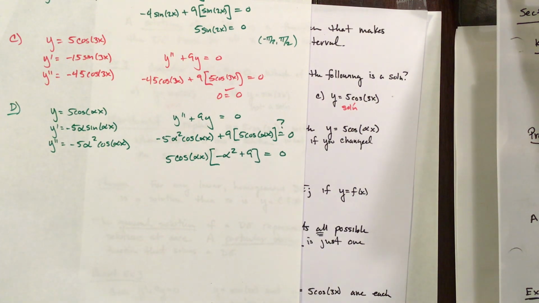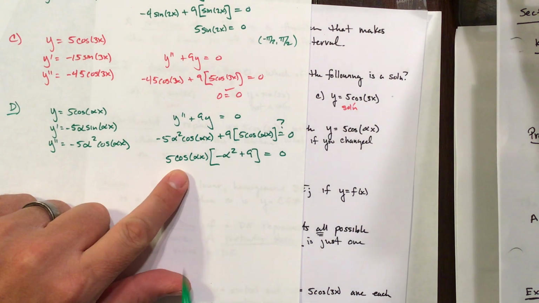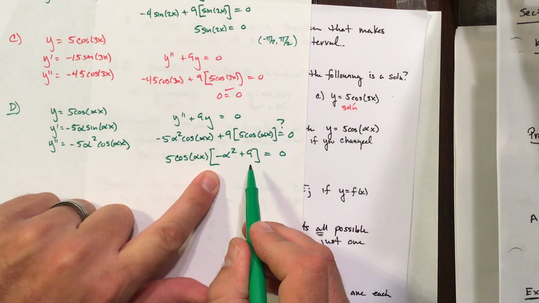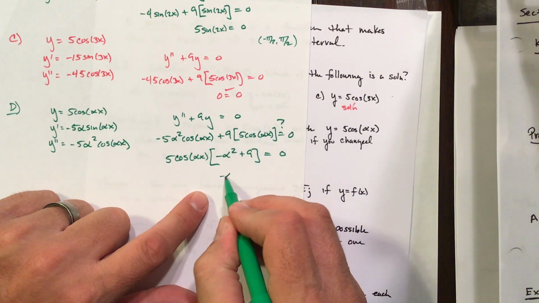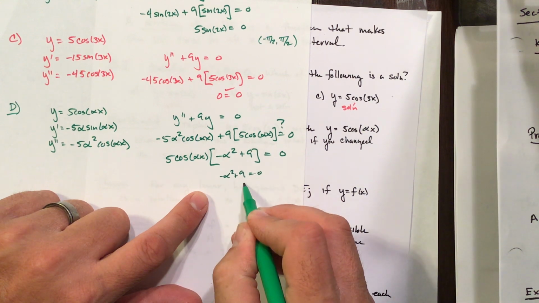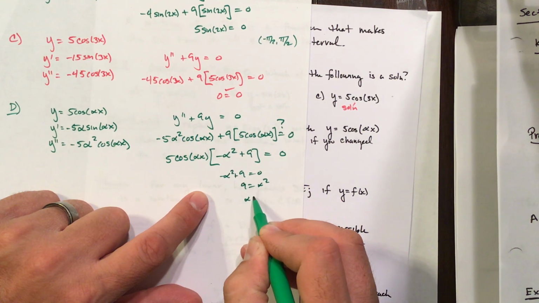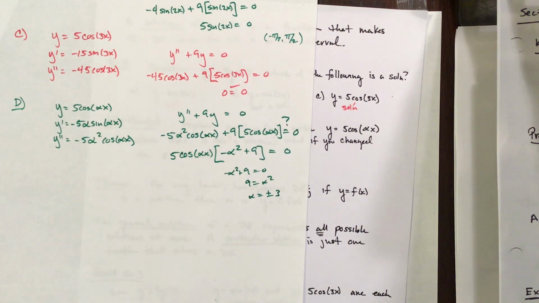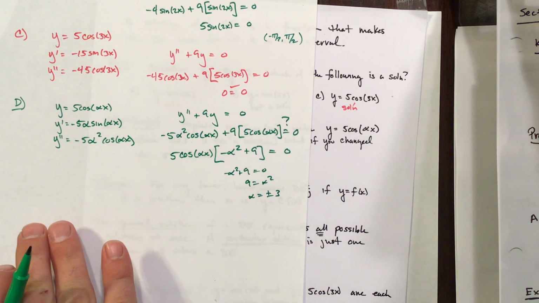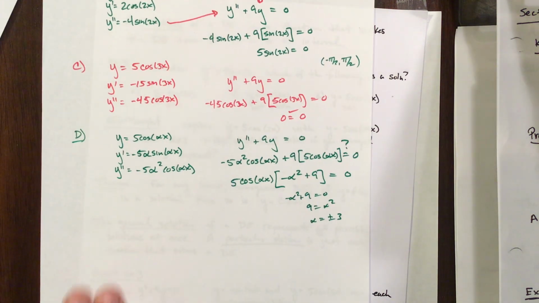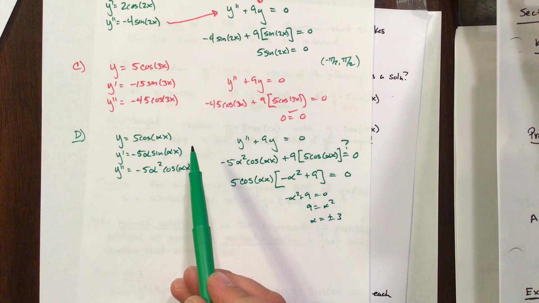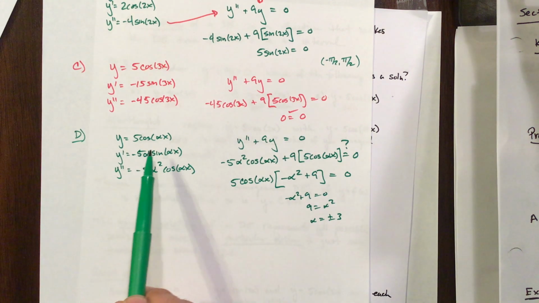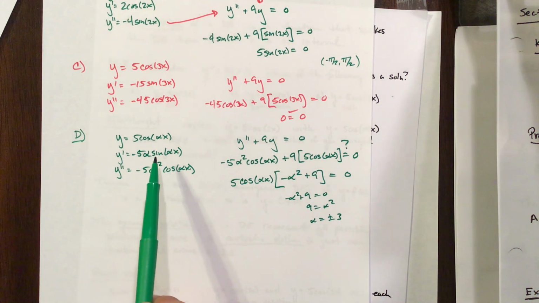Is this true for some interval of x's? Well, we know that there's no interval of x's that will make this equal to 0. So the only question is, what values of alpha will make this equal to 0? Minus alpha squared plus 9 is equal to 0 means 9 equals alpha squared, which means alpha is plus or minus 3. So the only solutions to this differential equation of the form 5 cosine alpha x are the ones where alpha is either a positive 3 or a negative 3.